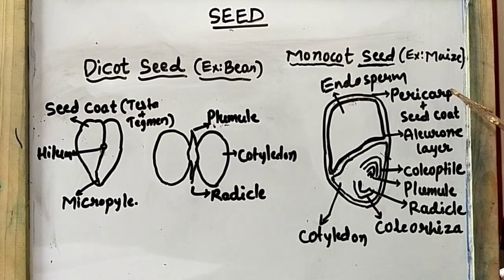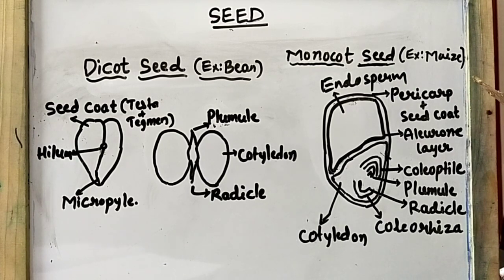In some plants like maize, usually the seeds are known as what? Grains. Understood? Why is it known as grain? If there is no differentiation between pericarp, that is fruit wall, and seed coat, then it is known as grain. Okay, second one what you are seeing, it is the aleurone layer.